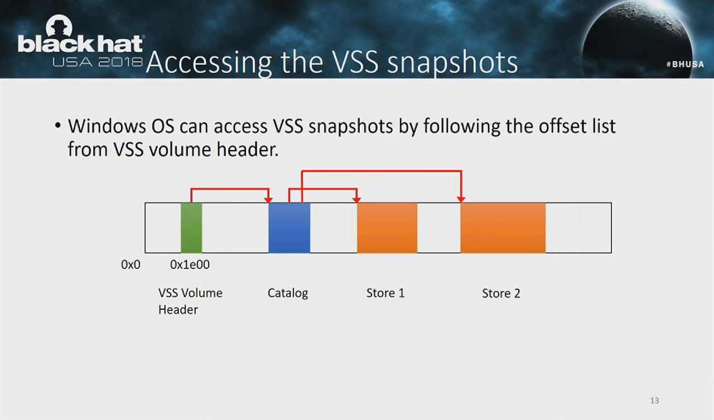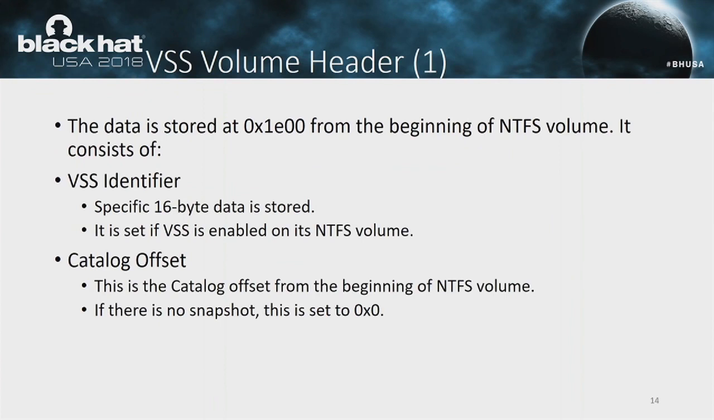VSS accesses snapshots by following the offset as in this figure, like this. First, it gets the catalog offset from the VSS volume header at 1E00 in hex here, and then acquires a store offset on the catalog here. Then it can access the store here or here. Next, let's look into each data structure. The VSS volume header has mainly two data fields.